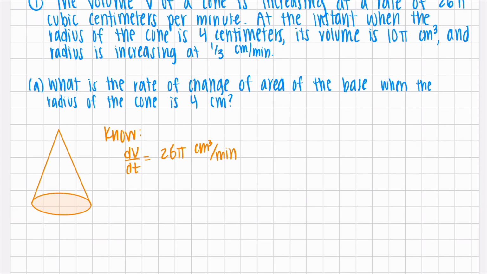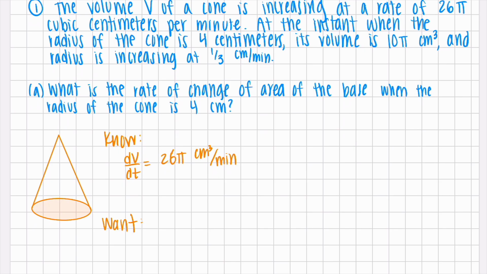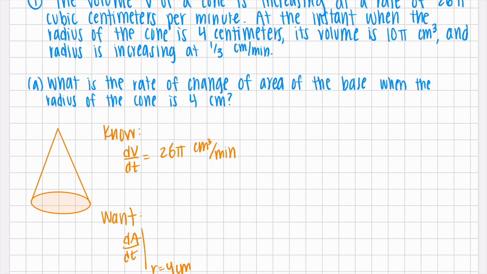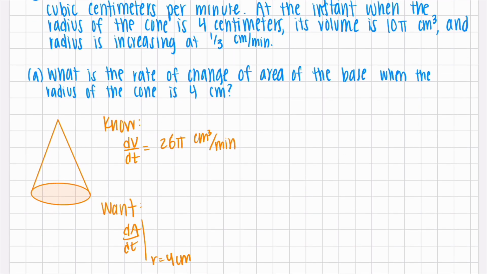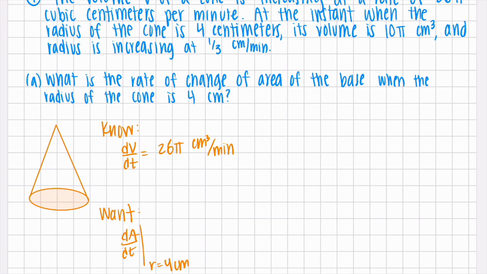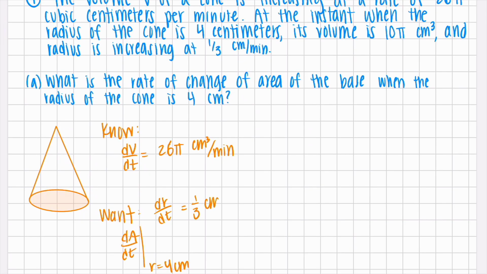And then I also want to write out what I want. So it says, what is the rate of change of the area of the base? So I want dA/dt, and that's when the radius of the cone is 4 centimeters. And then they also tell us in the problem that when the radius of the cone is 4 centimeters, the volume is 10 pi centimeters cubed, and dr/dt, the radius, is increasing at 1/3 centimeters per minute. So I'm going to say dr/dt is 1/3 centimeters per minute.